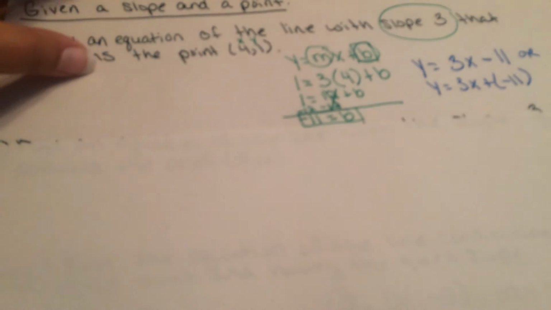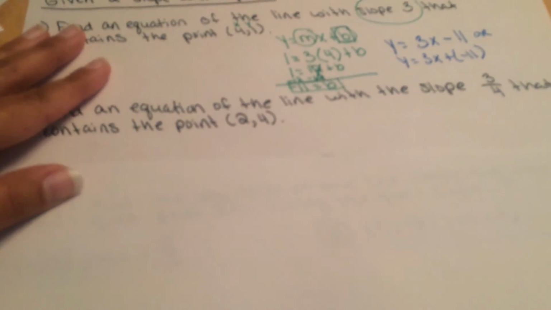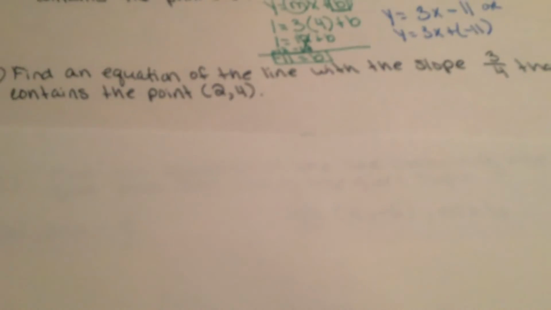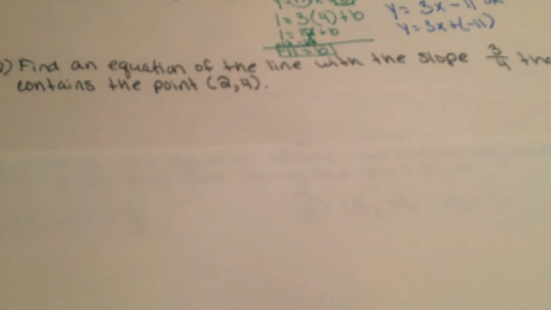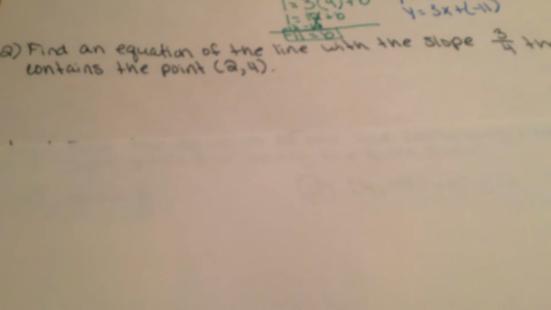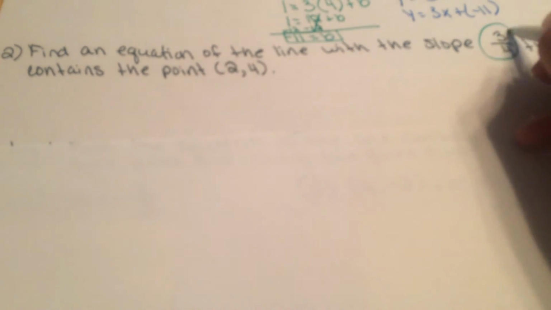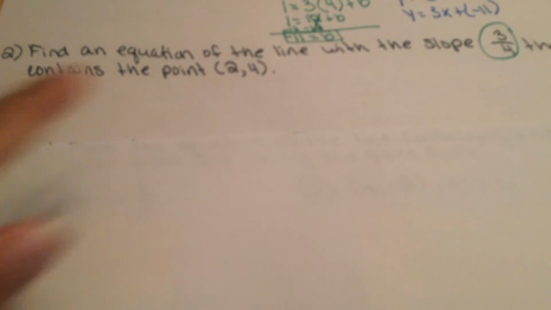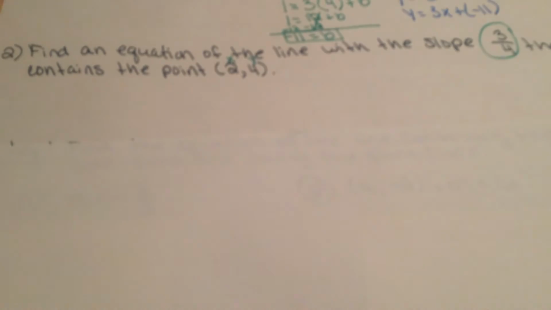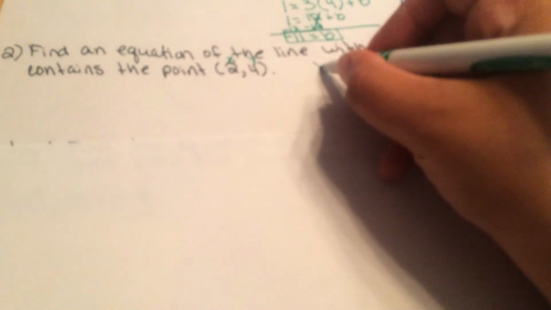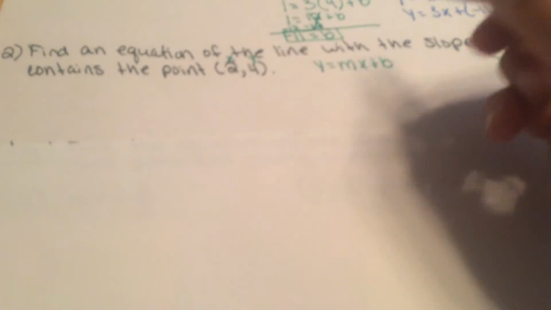All right, so let's look at the next example here. It's asking us to find the equation of the line where the slope is 3/4 and it contains the point (2, 4). So again, we notice that we only have a slope of 3/4. I don't have a y-intercept, but I do have a point. So I definitely have an x and a y. So I'm going to substitute those into my slope-intercept form of the equation, y equals mx plus b.